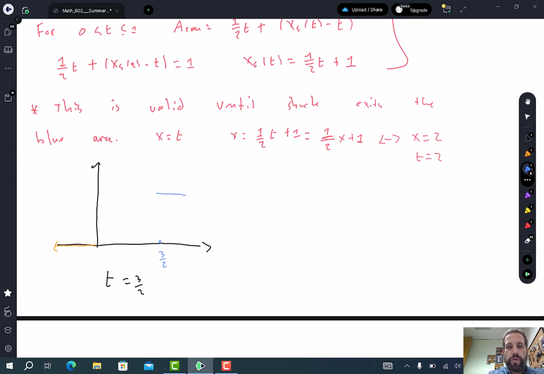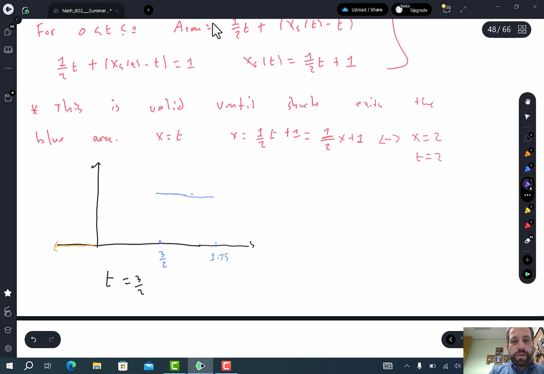So if t is equal to 3/2, and I come up here to my shock and plug in t equal to 3/2, I'm going to get 3/4 plus 1, which is 1.75. So this is going to be up here to 1.75, like this. And then it's going to be purple afterwards, so it's going to be 0 afterwards. And we're going to have the expansion wave like this.